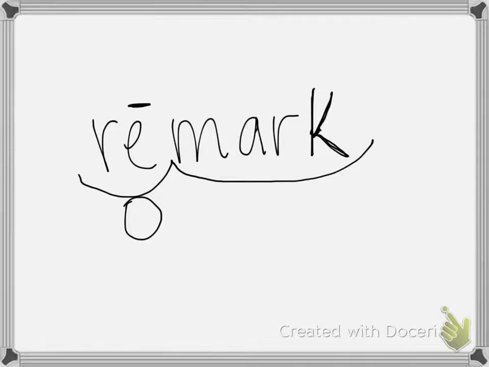It is being controlled by an R. So we have an R-controlled vowel, and then all you do is circle these. You don't put a macron or a breve because it's not saying its name or the short vowel sound. It's not long A or short A. It's R because it's controlled by that R. So that's it for the word remark.